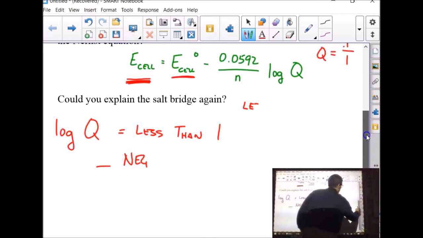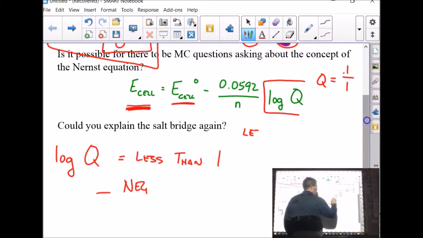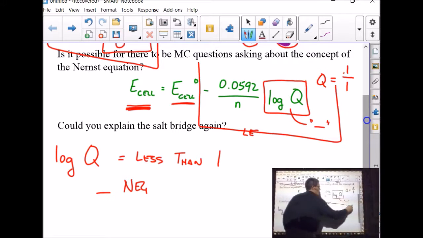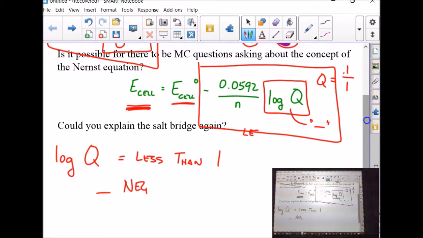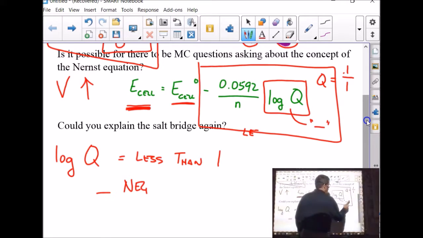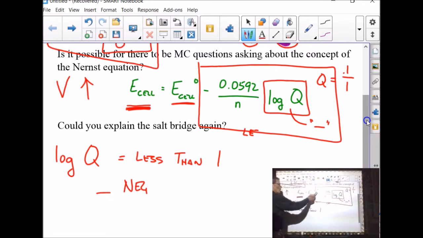So if we go back to the equation here, if this is negative, what happens to this part of the equation? It becomes positive. So if your concentration is 0.1 over 1, or your Q value is less than 1, then your voltage is going to go up. That's the concept. You don't have to do a calculation. You just have to know that if Q is less than 1, it causes that to be a negative value, which causes this portion here to be all positive, which means that we're adding to the standard cell potential, which gives us a larger voltage.